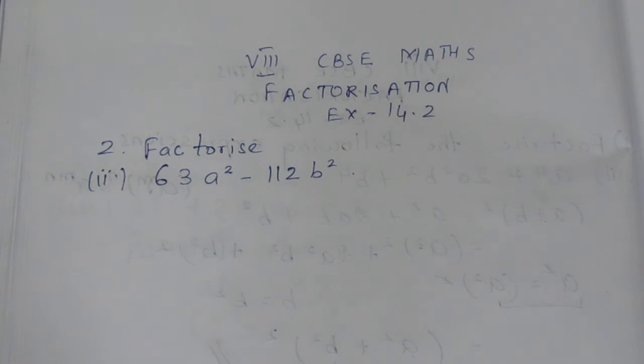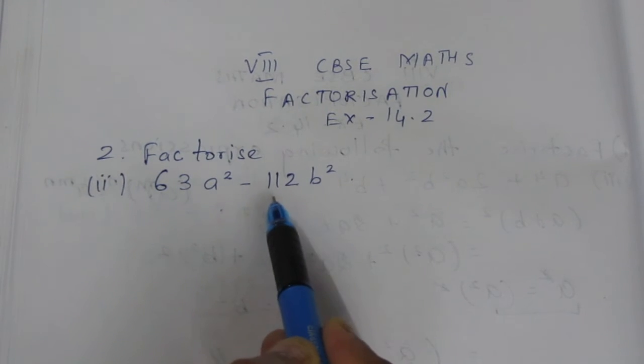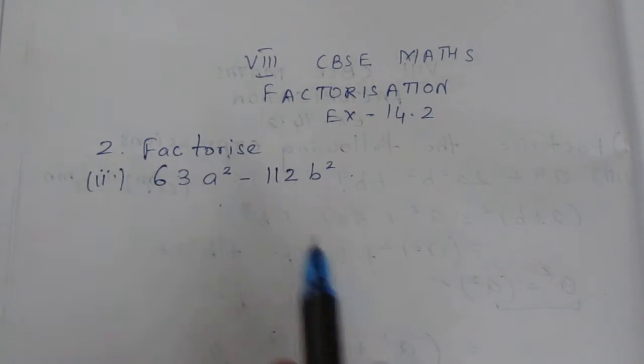Today we are going to see 8th CBSE Maths Factorization exercise 14.2, the second subdivision, in this video. Let's see the question. Factorize 63a square minus 112b square.